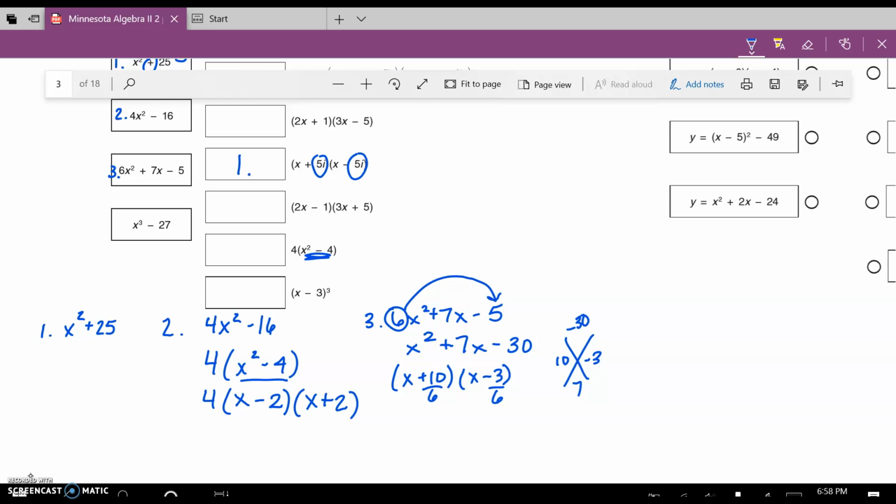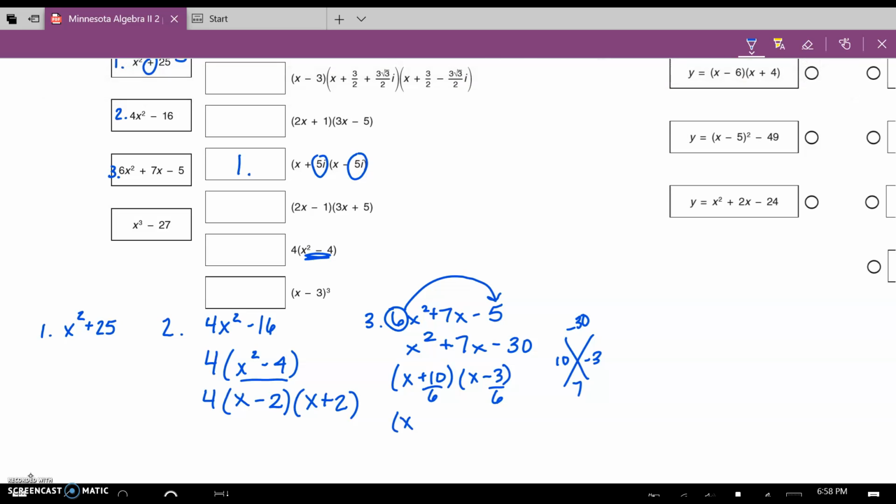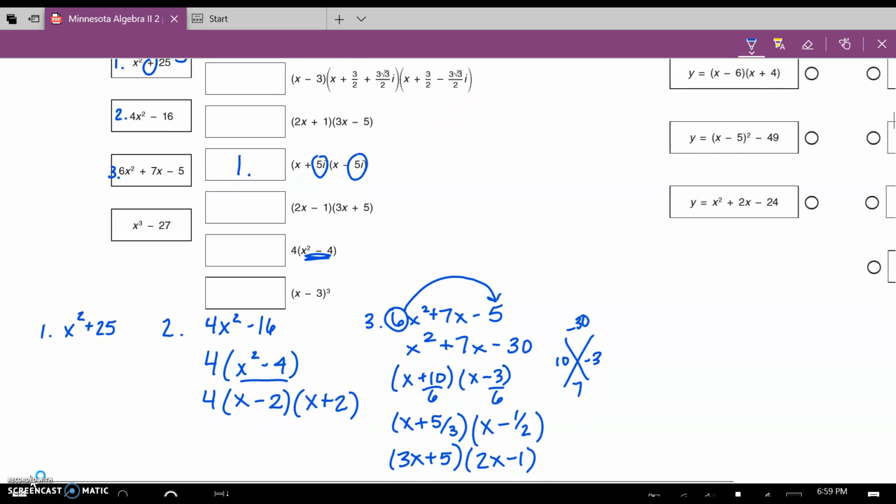Okay, now before I do anything, I have to simplify these fractions. So 10/6 reduces to 5/3, and 3/6 reduces to 1/2. Now I take the number on bottom and bring it in front of the x, so this would be 3x plus 5, and then this would be 2x minus 1. So this answer would be this one.